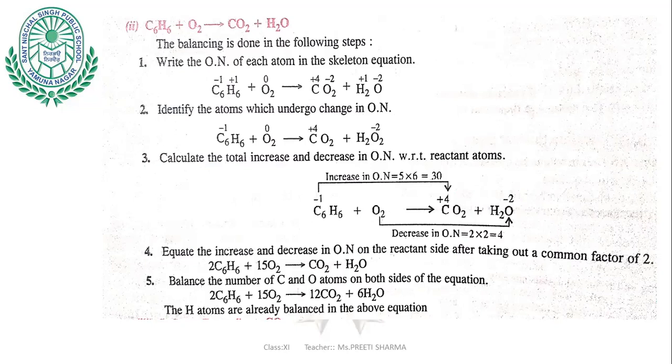And oxygen from 0 to -2, there will be a decrease in oxidation number of 2. But here, what you will do? Here you will multiply it with 2 because only 1 oxygen atom is present on one side and here 2 oxygen atoms are present. So you will balance the charge. You will equate the increase and decrease in oxidation number on the reactant side by taking out the common. So here common is 2 and 15.